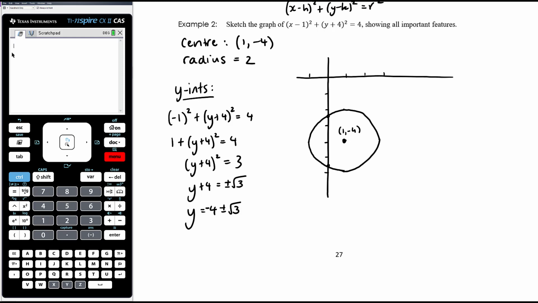Okay, it's not perfect, but it'll do. So it's 0, negative 4 plus root 3, and this one is 0, negative 4 minus root 3. Centre, any axis intercepts. Minimum is centre and 1 point on the circumference, but you must always make sure all axis intercepts are labelled. So in this case, we've got centre and 2 other points.